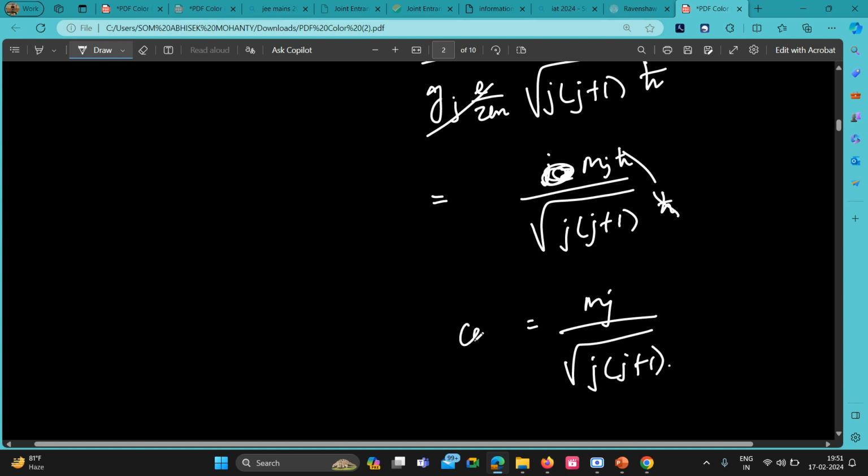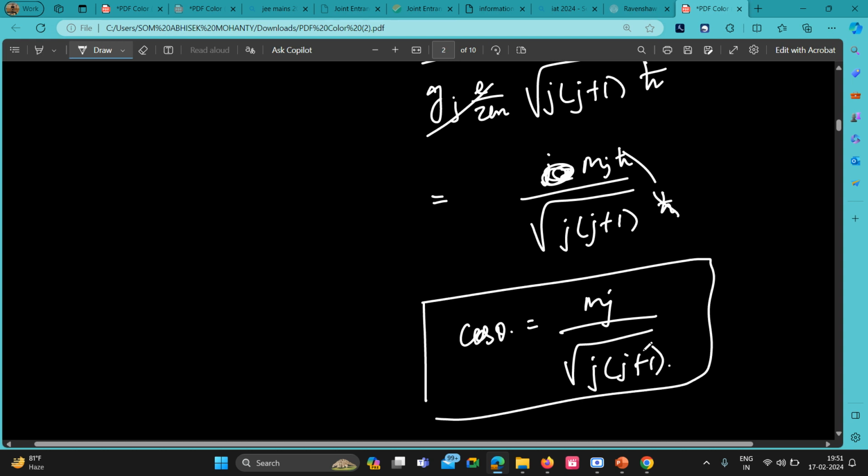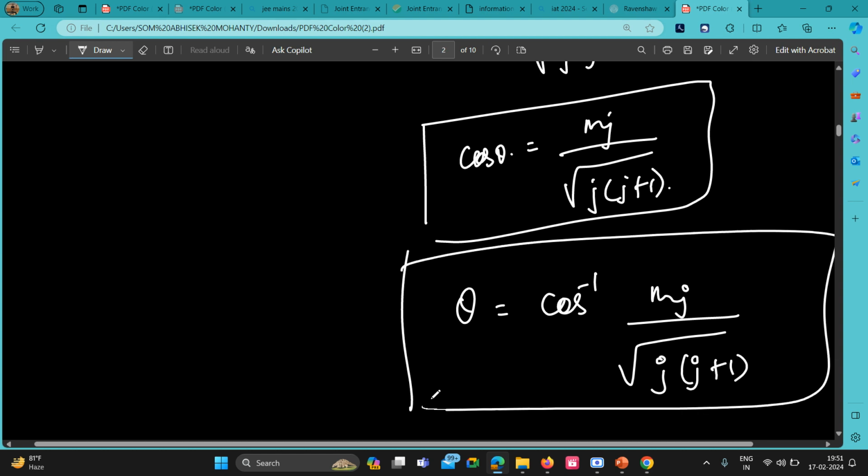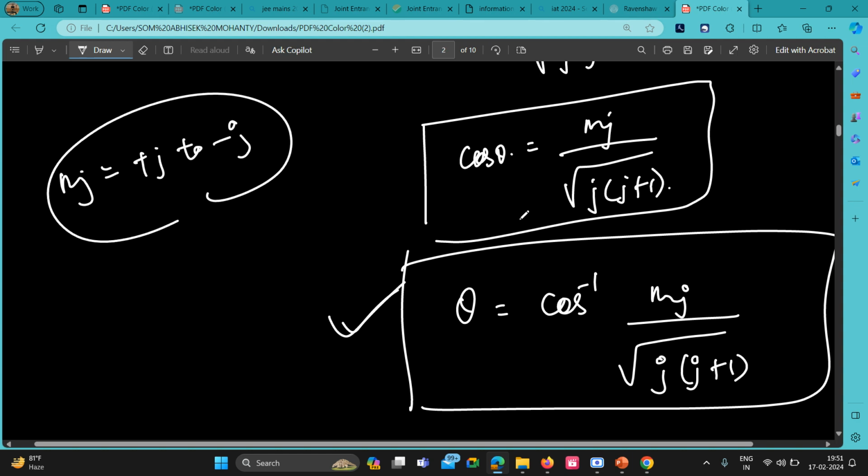Okay, so this is what? Cos theta. This is a cos theta. So the orientation theta is equal to what? Cos inverse mj divided by root over of j whole into j plus 1. So if you see, this is actually discrete, isn't it? This is not continuous, because j has a particular value, that is mj has a particular value, that is plus j to minus j, right?